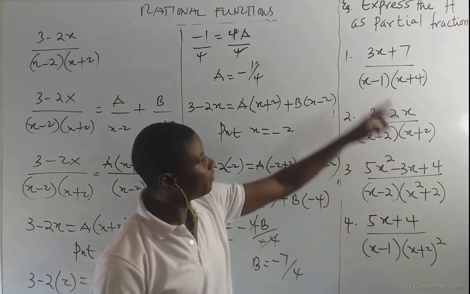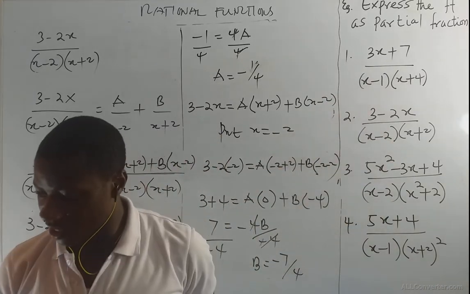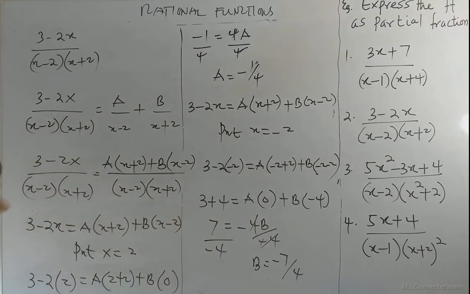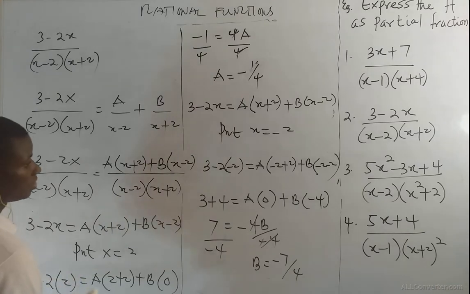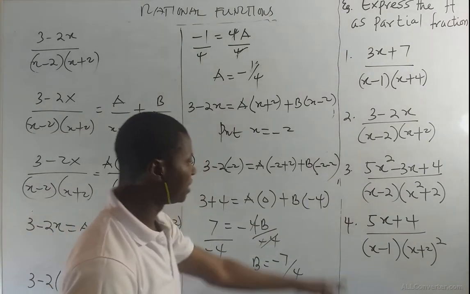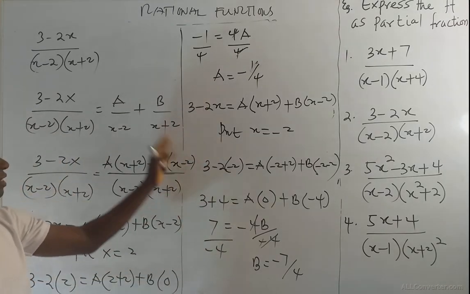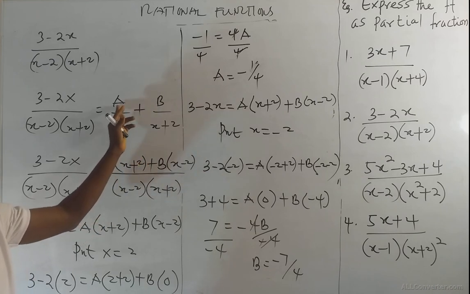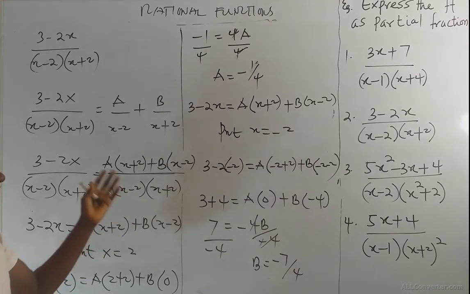So you see that the first and the second part of the question, they are all denominators with a linear factor. We are now going to see how best we can solve the third question and the fourth question. So that is how we solve for that. Now when you get the a and the b, then you take it back into the expression. Wherever you see the a, you take it back. Wherever you see the b, you take it back. And you simplify, and that will be all.